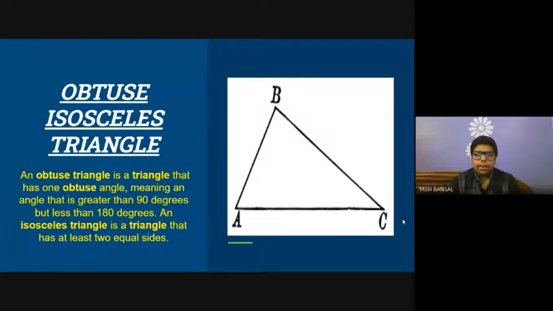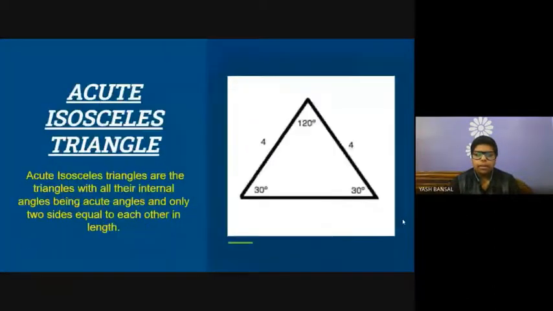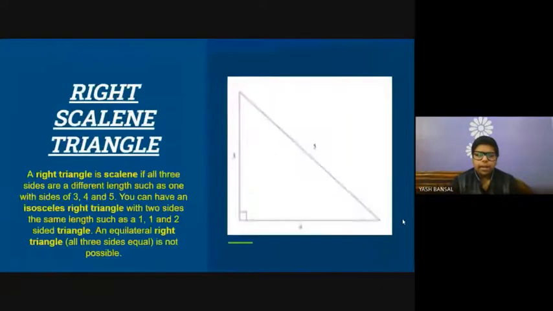Acute isosceles triangle. An acute isosceles triangle has all its internal angles being acute angles, with only two sides equal to each other in length. Right scalene triangle. A right triangle is scalene if all three sides are a different length, such as with sides 3, 4, and 5.